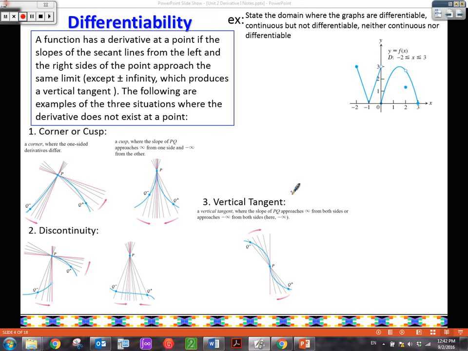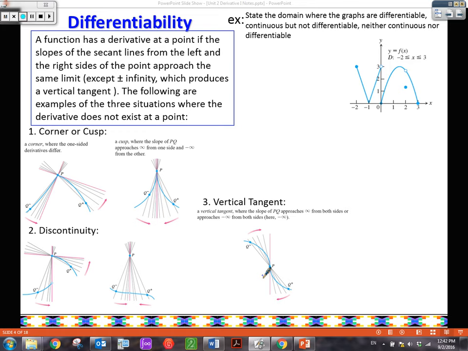So what is the slope of a vertical tangent line? It's undefined, right? There is no slope. So that would make sense: if this tangent line is a vertical one, its slope is undefined, therefore the derivative there will also be undefined. So that kind of makes sense, but maybe not as obvious as these other two. So those are the three reasons why a function would not be differentiable at a point.